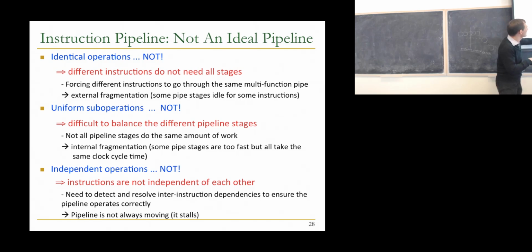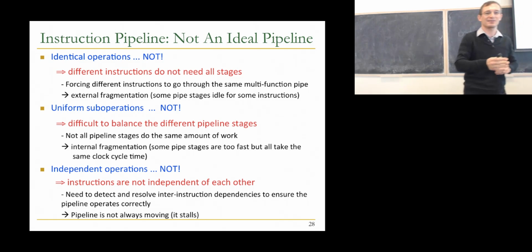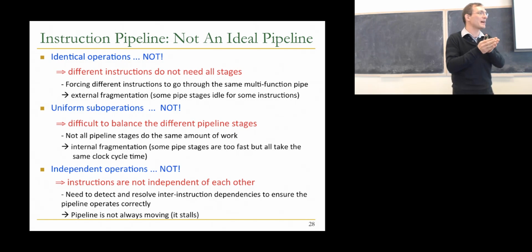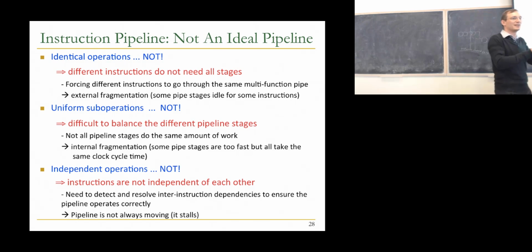And this also means that the pipeline is not always moving. If you're waiting for a result, then you need to stall the pipeline. Stalling the pipeline means stopping some stages in the pipeline until the values that are needed for those stages to proceed are ready. Okay? So we'll take a look at stalling a lot.